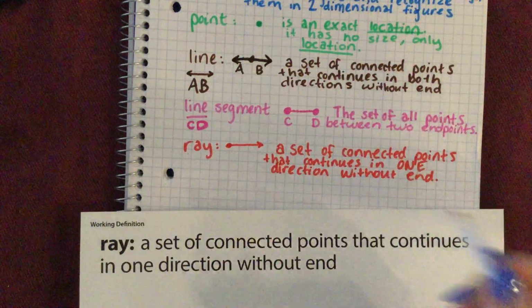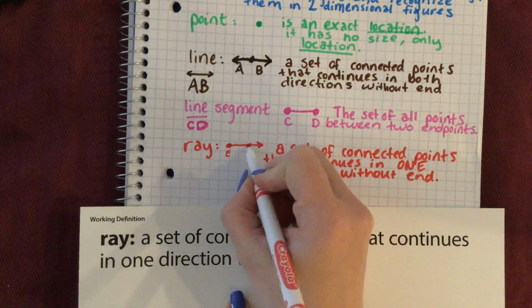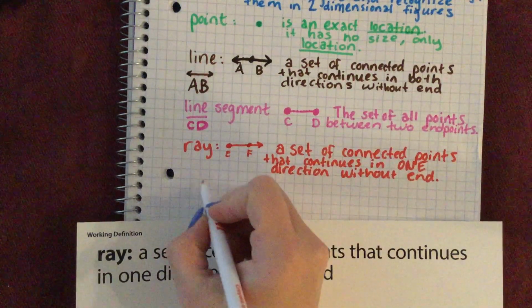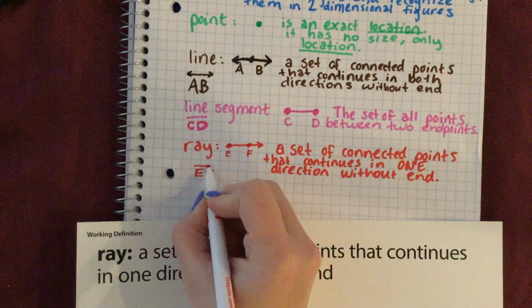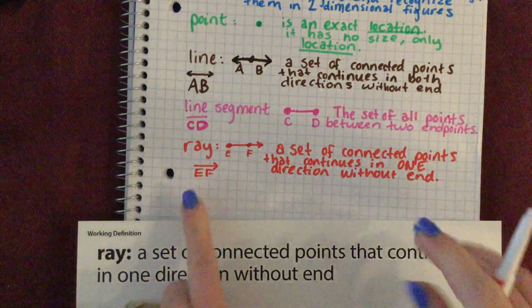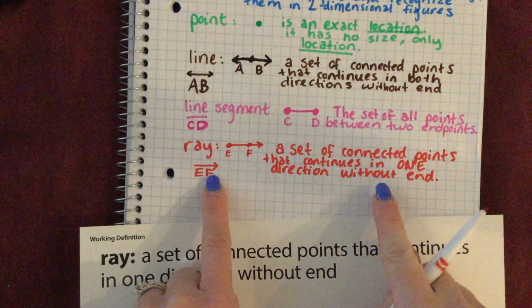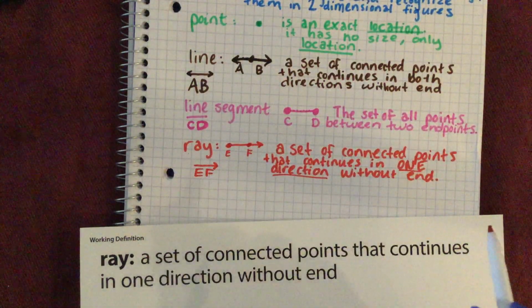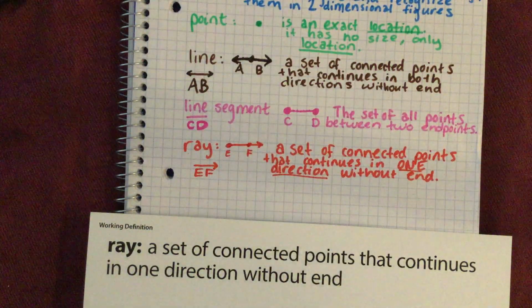So for this particular ray, we'll name this ray E, and we'll say it's got a point right here named F. So this ray is named EF, and the symbol would look like that. You would only have one side with an arrow because it only continues in one direction without ending. It has an endpoint. So there's your ray.